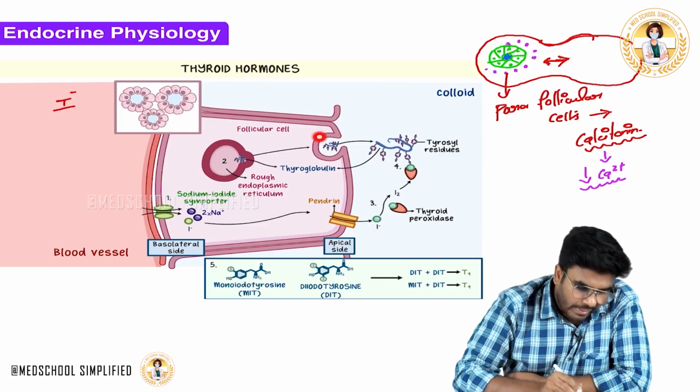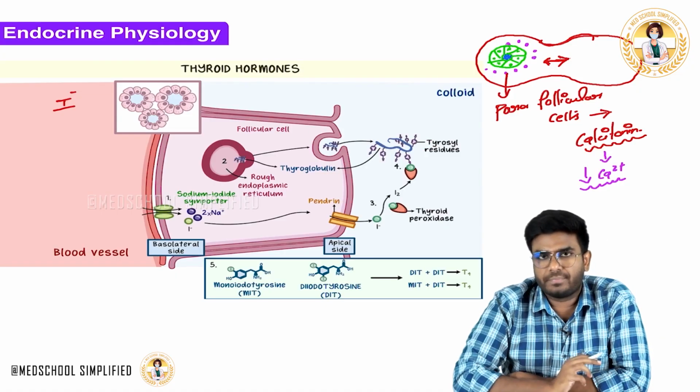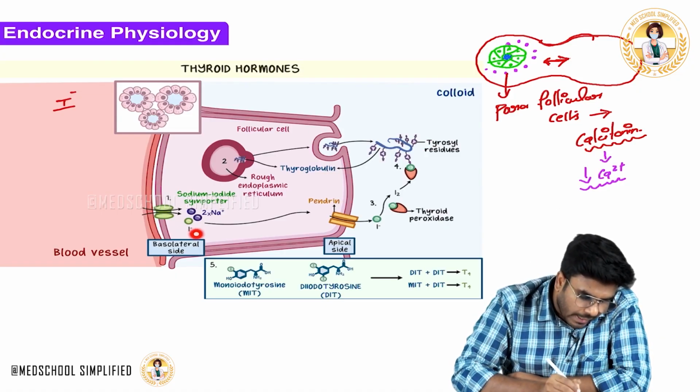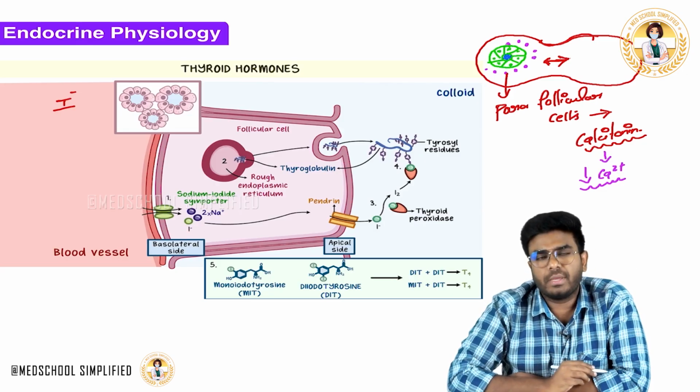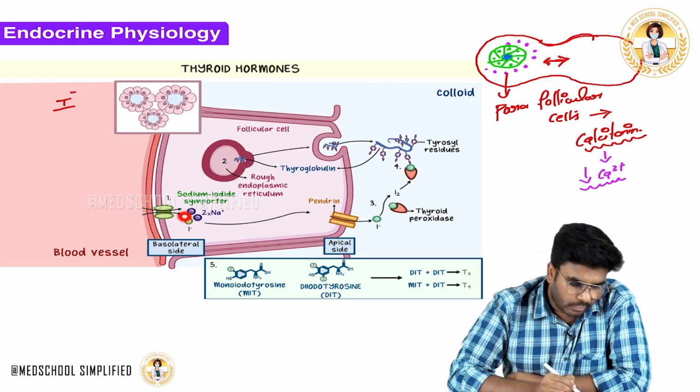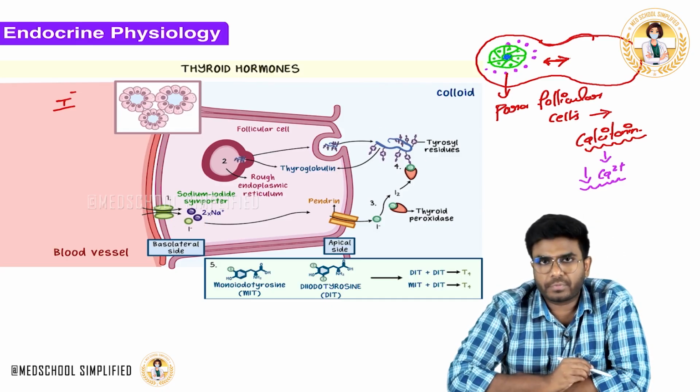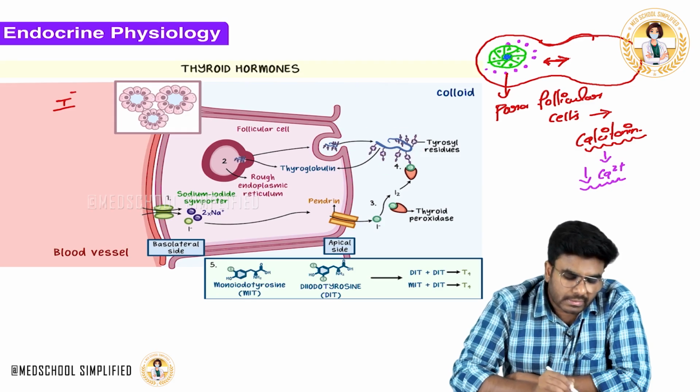Now we have sent the thyroglobulin, and also we have taken the iodide ion into the cell. This green color thing is the iodide ion, I minus. Now what we need to do? We need to meet this hero. Our hero has to go and meet with the heroine. The heroine is nothing but the thyroglobulin.